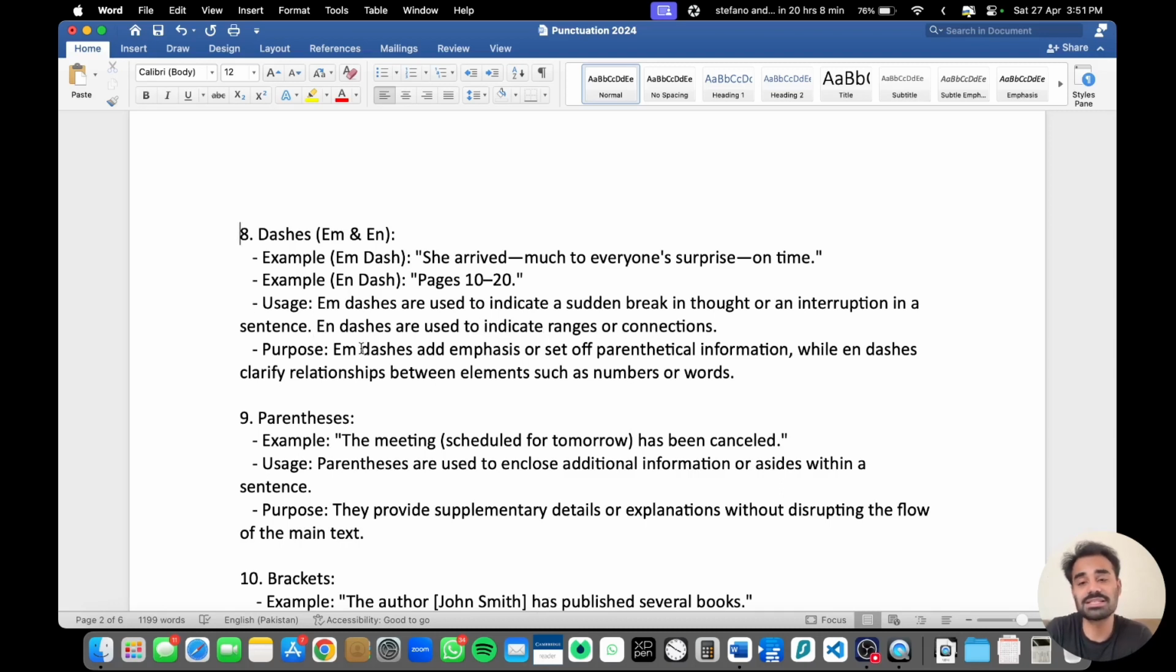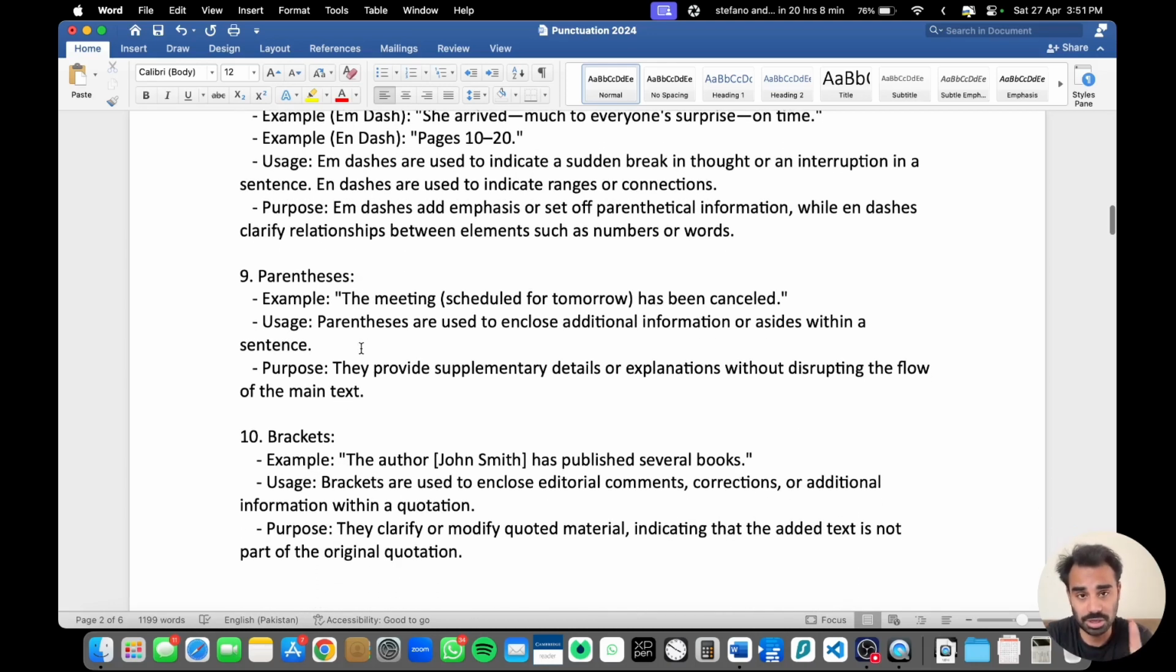So the purpose is that M dashes add emphasis or set off parenthetical information. Now this word parenthetical comes from parenthesis, right? It means extra information. While N dashes clarify relationships between elements such as numbers or words. Parentheses, okay, we're back to the parentheses. The parentheses over here are like round brackets. You can call them parentheses, or you can call them round brackets. It's totally up to you.